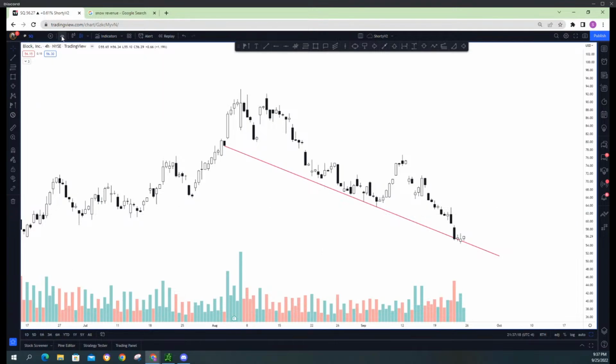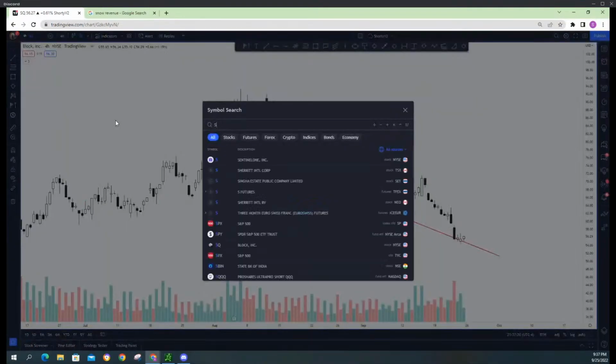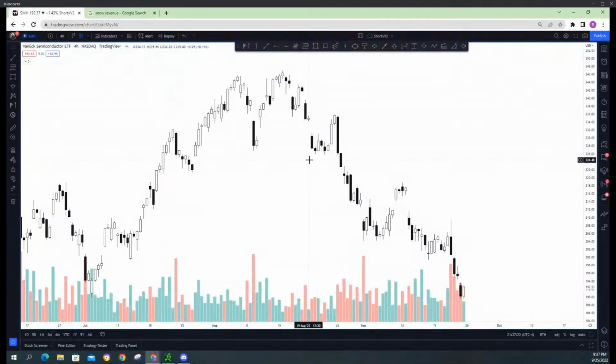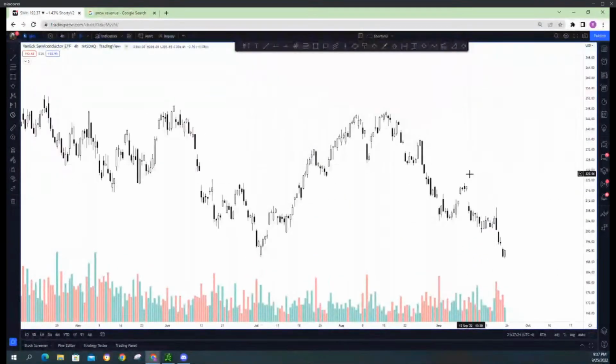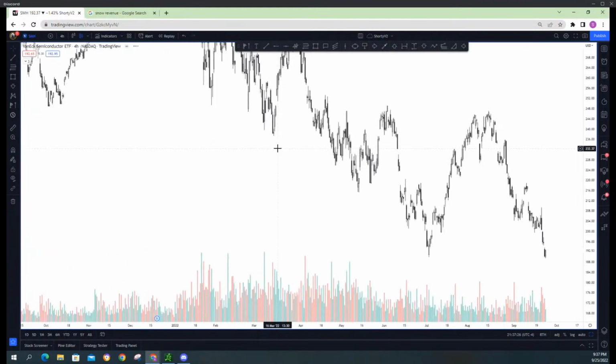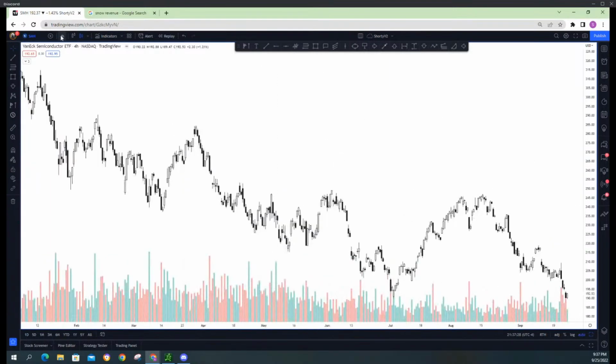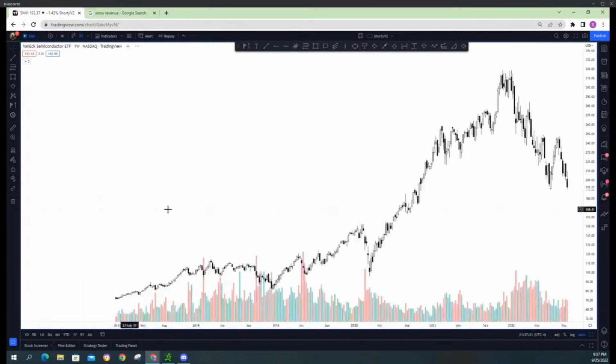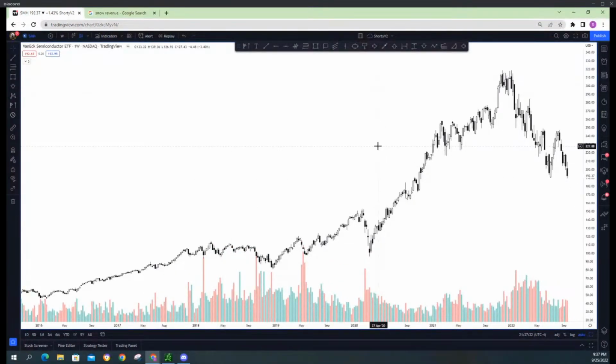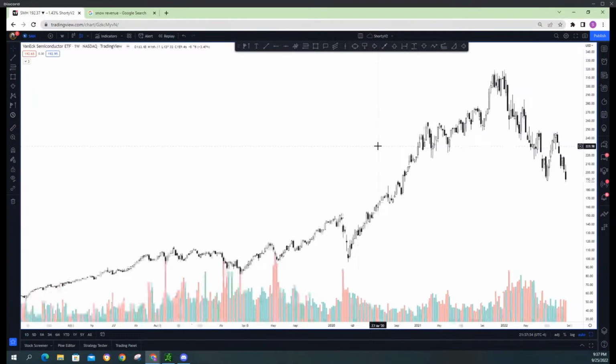Sorry, could you check SMH? It's the semiconductor ETF. I was just wondering when I could add for long term. Is this leveraged? No, it's not levered. Not ready yet. I'm going to slice through here.